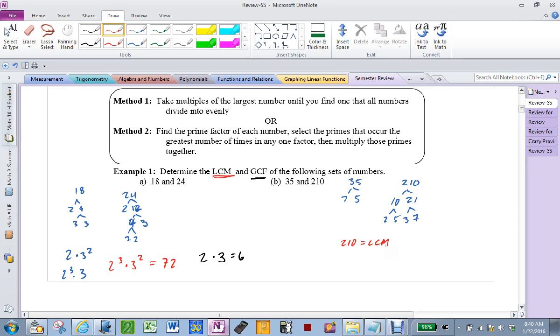Right? Now, if that's the LCM, then automatically what's the greatest common factor? 35. Has to be. Right? Because if 35 will multiply to 210, then 35 must be a factor of 210. And 35's biggest factor is itself, 35. Everyone okay with GCF and LCM? Yeah.